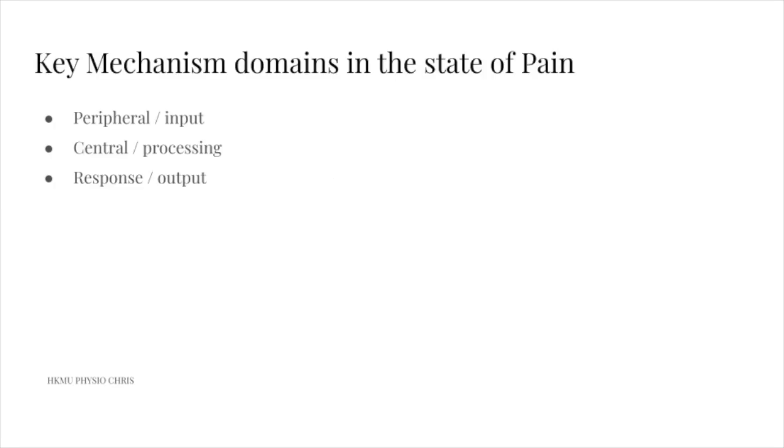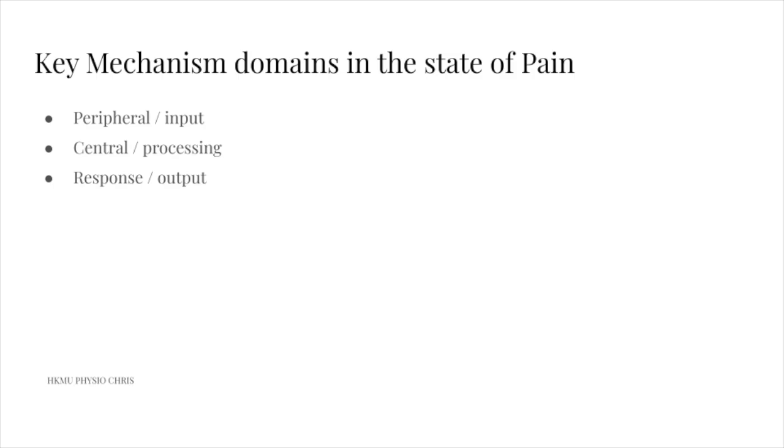So, we'll start with some key mechanism domains in the state of pain. It can be, broadly speaking, classified into contributions from peripheral, central, and response system domains. With respect to the input peripheral mechanisms, we consider factors that might contribute to increased nociceptive signaling to the central nervous system. These factors might be immune or inflammatory, mechanical, neurogenic, or a combination thereof.